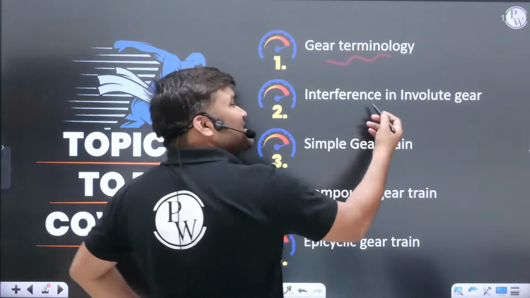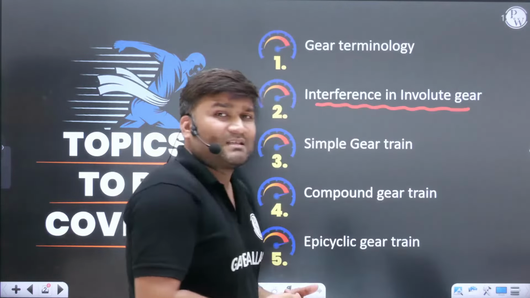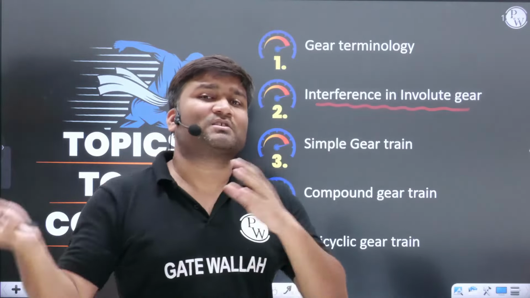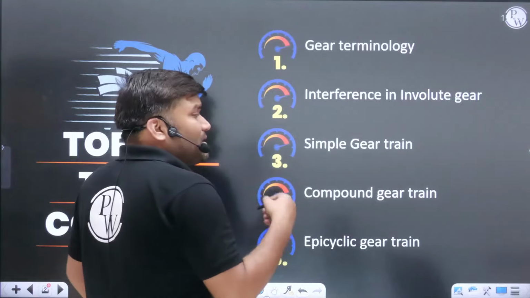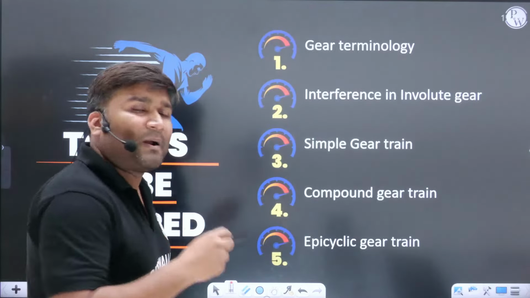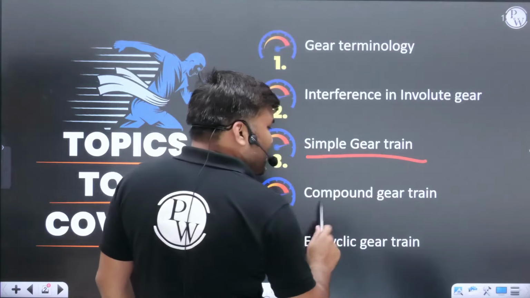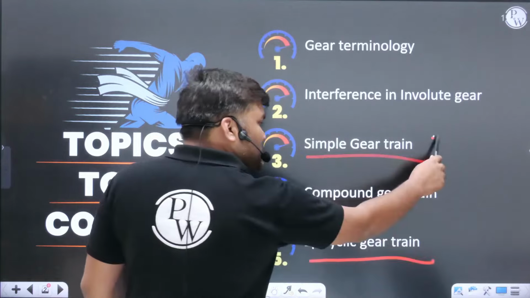And then we will be discussing interference in involute gear. What is interference and how we can avoid this interference, how examination questions can be framed from this portion. Then we will jump directly into the gear train wala part because that part is most important. So we will be discussing simple gear train, compound gear train, and epicyclic gear train, and how questions are going to be asked.